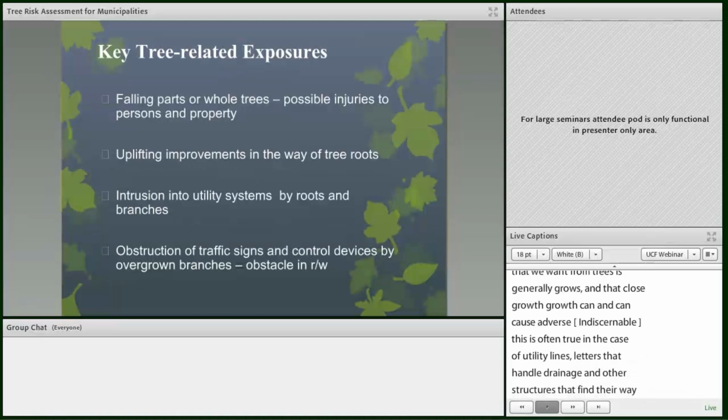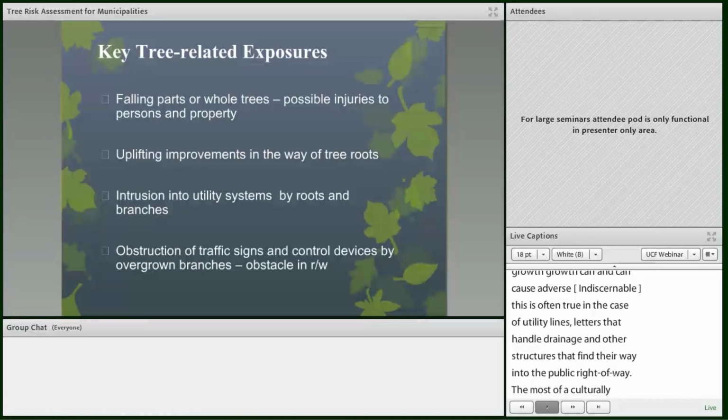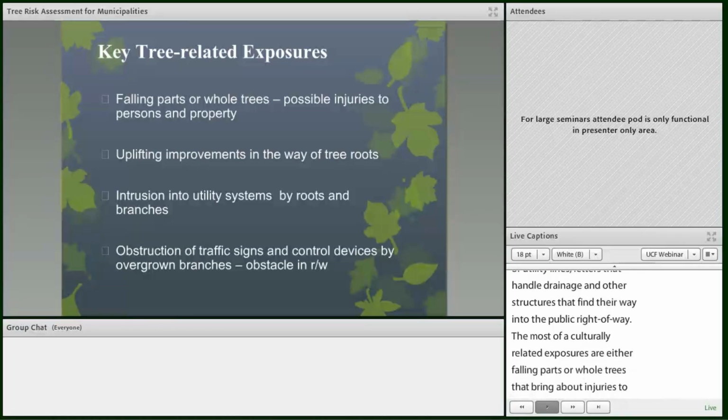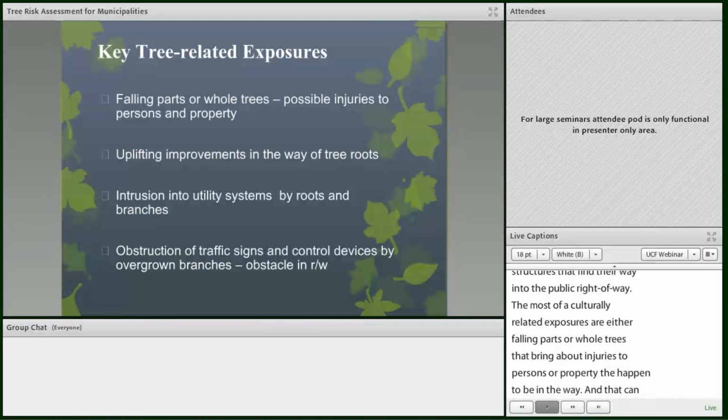The most typical tree-related exposures are falling parts or whole trees that bring about injuries to persons or property that happen to be in the way. That can be prompted obviously by windstorms or by ice, by collisions with trees, any number of intersections between human activity and the existing mass of substantial trees.